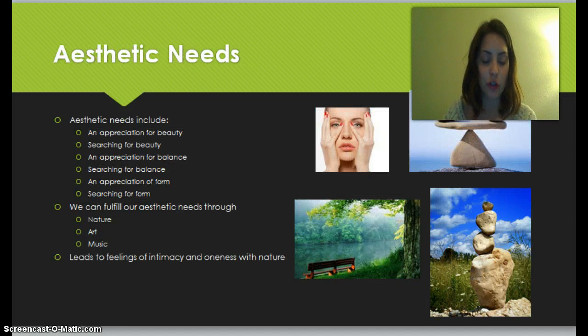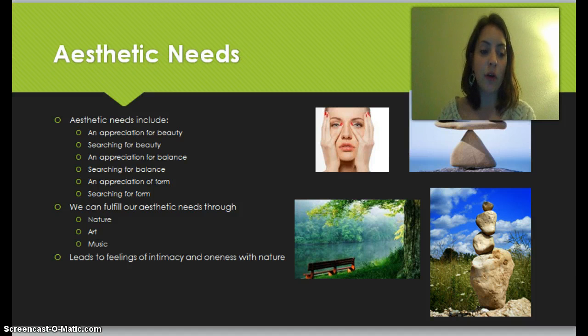Aesthetic needs, which come after cognitive needs, include an appreciation for beauty, searching for beauty, an appreciation for balance, searching for balance, an appreciation of form, and searching for form. And we can fulfill our aesthetic needs through nature, art, and music, as well as any other aesthetically pleasing activities.